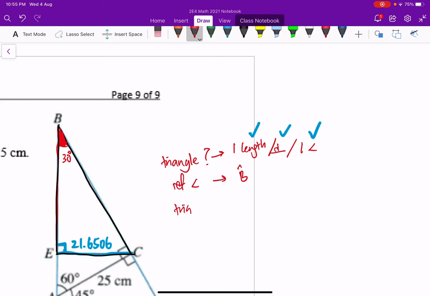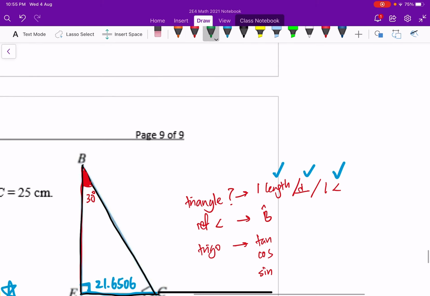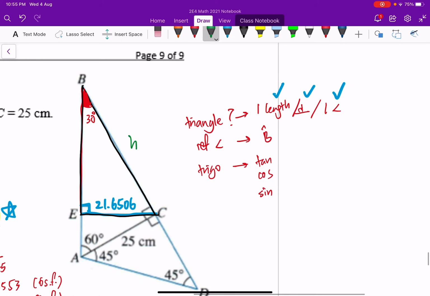So the reference angle will definitely be the one at B because I just found it. And lastly, which trigo ratio should I use? Label the sides first. This will be H, this will be O, this will be A. The question wants us to find BE, so A must be used. I have O, not given, but I have O because I found it in the previous part. So O and A, I must use tangent.